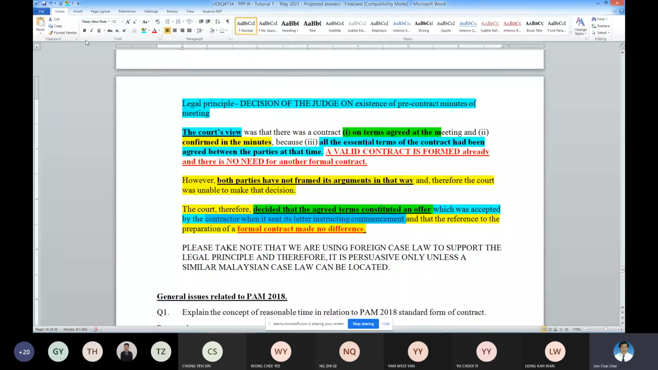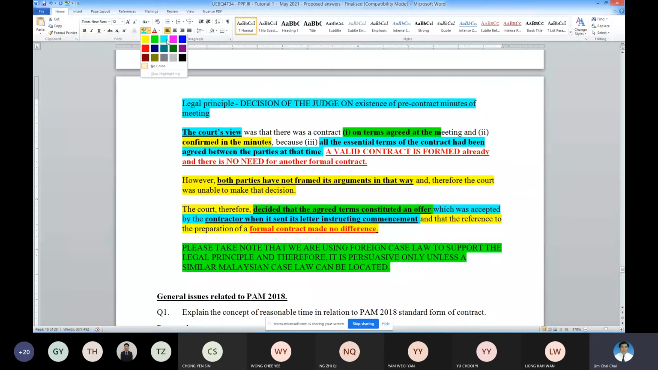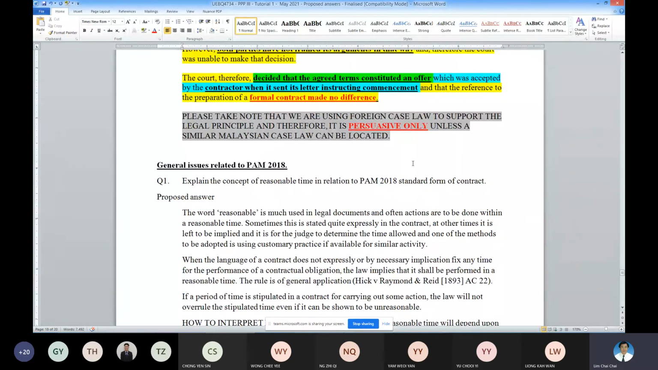So this is how you make use of all these legal texts to help you. As usual, be possessive only because it's all foreign text. If you can locate the local one, then you can make use of it. So this is how you understand the legal principle on minutes of meeting.